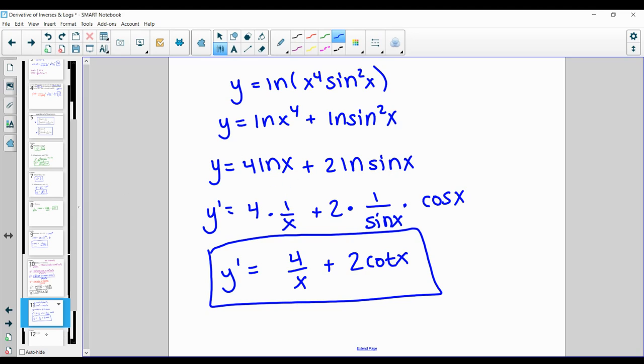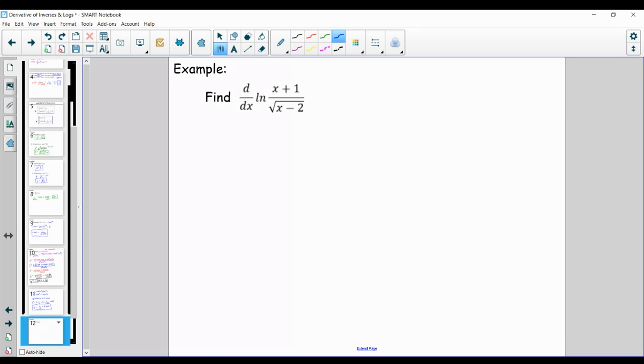Okay, so we're going to look at one more. On this one, we could use the quotient rule because we have a fraction here. However, because it's the ln of the entire thing, we could use our properties of logs like we did in the previous example. When we have division, we really have subtraction. They go hand in hand.